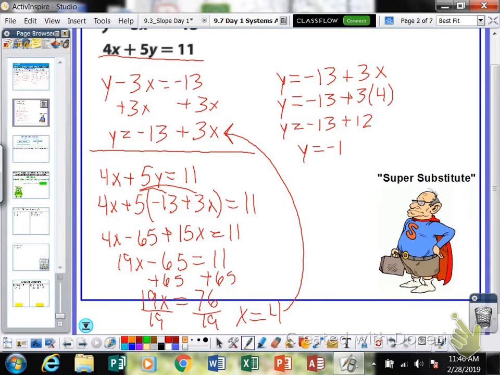So now I found my x and I found my y. Now I want to write my final solution as an ordered pair. I'm going to write it as x comma y. I know my x is 4 and my y is negative 1, and that would be my final solution there.